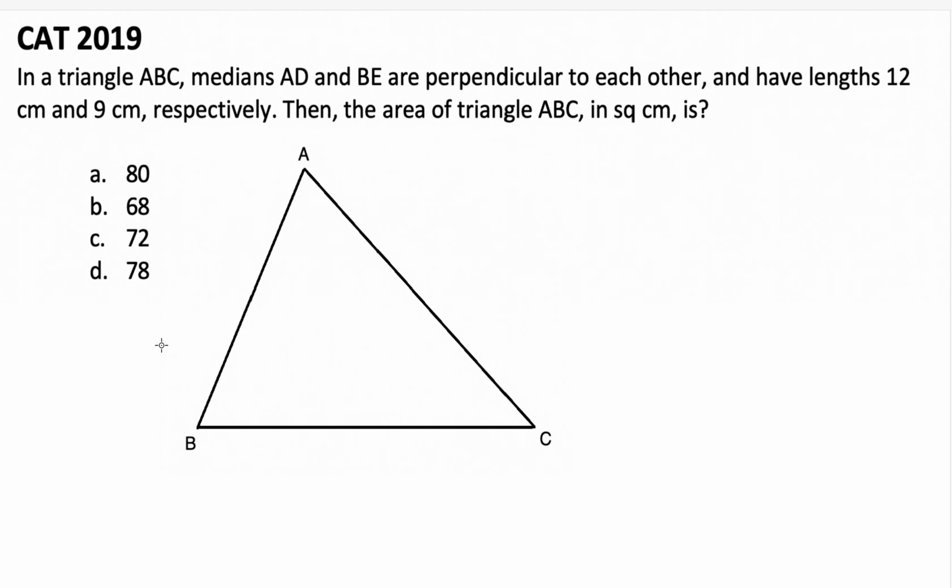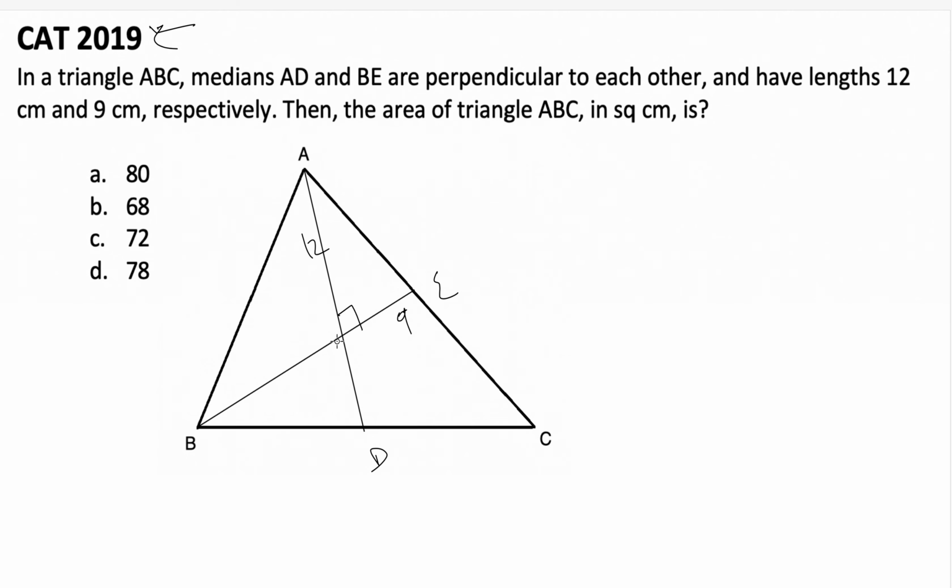Let's do one last question. More recent, CAT 2019, last year only. So in triangle ABC, medians AD and BE are perpendicular to each other. Let's draw the medians first. So medians AD and BE, they are perpendicular to each other, and have lengths 12 and 9. So AD is 12, BE is 9. Find the area of the triangle.